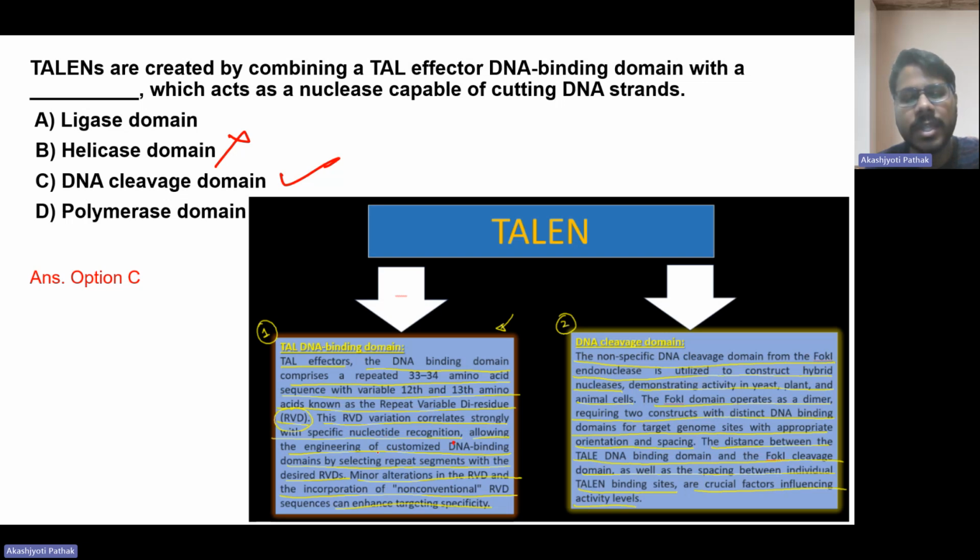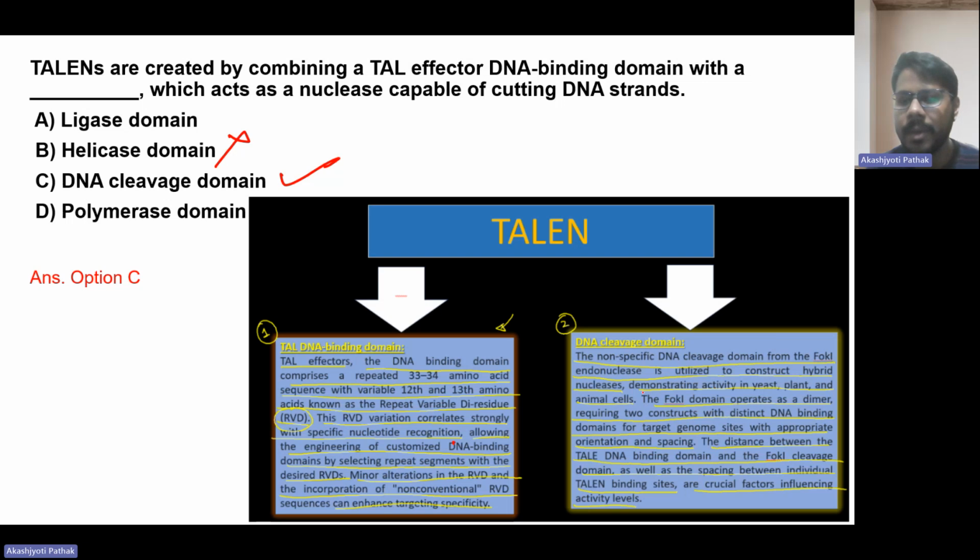allowing the engineering of customized DNA binding domains by selecting repeat segments with the desired RVDs. Minor alterations in the RVDs and the incorporation of non-conventional RVD sequences can enhance target specificity. And then there is the non-specific DNA cleavage domain, which is the FokI endonuclease. The FokI endonuclease forms a dimer and cleaves that particular sequence of the DNA which is specified by this TAL DNA binding domain.